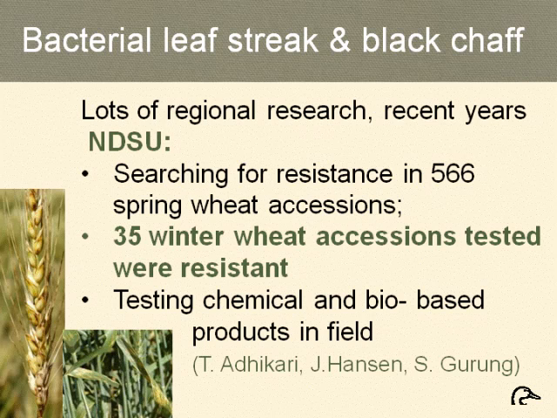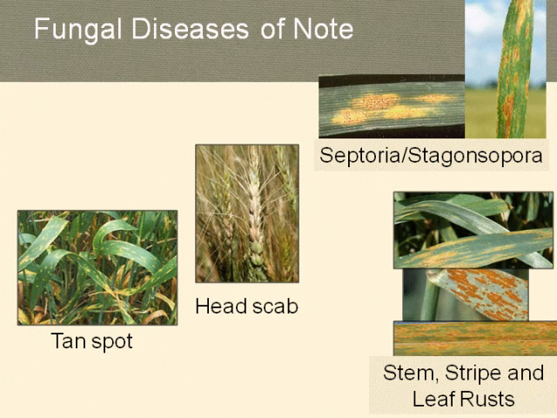For example, here at NDSU, they are currently searching for resistance in over 500 spring wheat accessions, and they have already identified resistance to bacterial leaf streak in 35 winter wheat accessions. So that is good news. We've also tried chemicals and bio-based products for control, but they haven't been very successful. If we have a drier summer, I don't anticipate bacterial leaf streak would be as prevalent as it was in 2011.